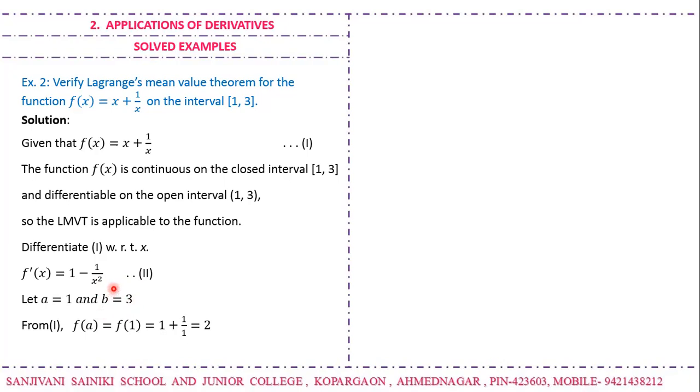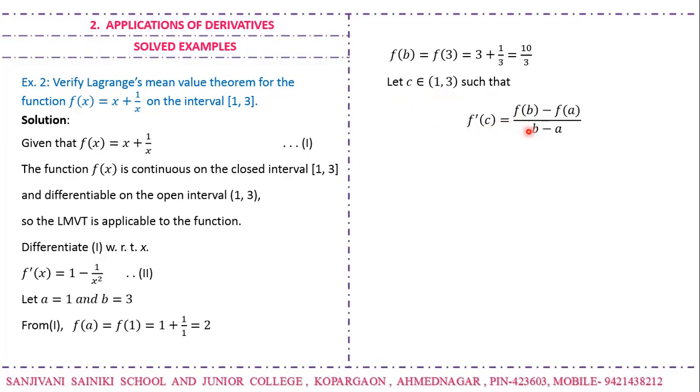We will find the values of the function f of a, f of 1 and f of b, that means f of 3. So let there exist C belonging to open interval 1 to 3 such that f dash at C is equal to f of b minus f of a upon b minus a, as the Lagrange's mean value theorem is applicable for the given function. So put those values in this formula and simplify. You will get c square is equal to 3, that is c is equal to plus minus root 3.